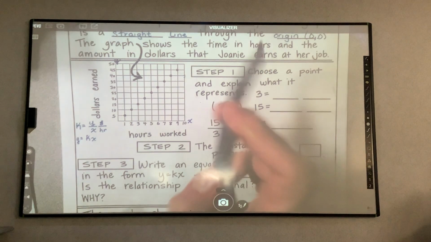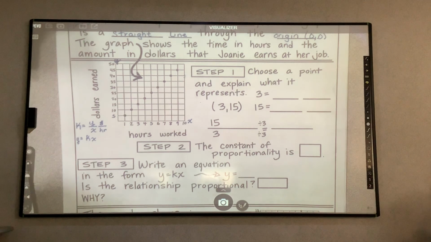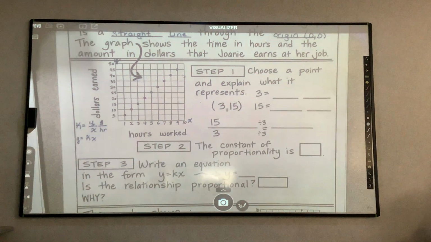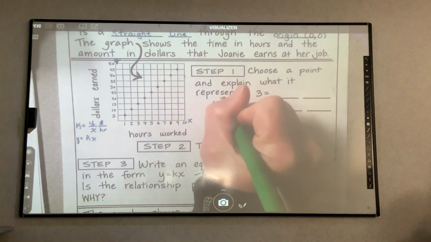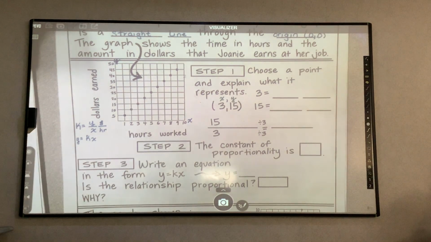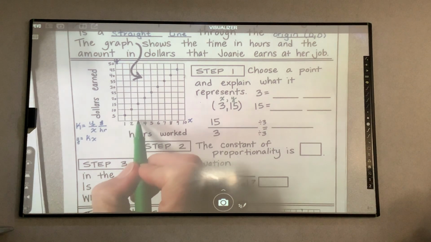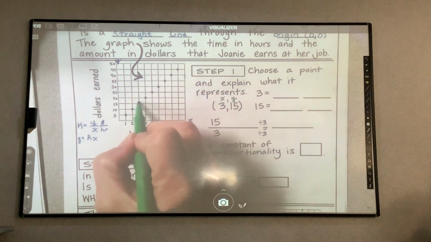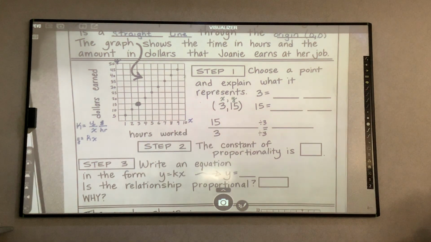So now to find if it's proportional on a graph, our step 1 is telling us to choose a point and explain what it represents. So they've already chosen our point for us, and our point is (3, 15). I want you to label it. This means it's X, Y. You with me? Find it on the graph. So I go over 3, up 15, and I'm going to circle it, or do something so I know that's my point that I'm looking at.